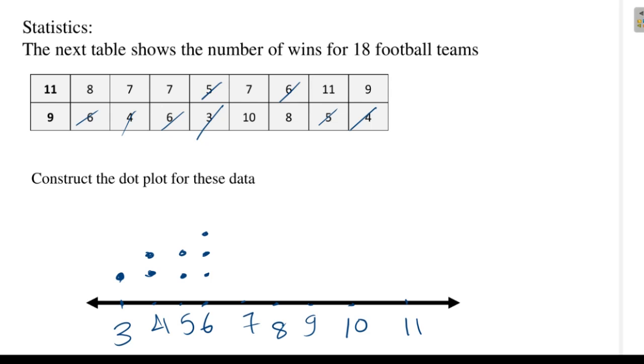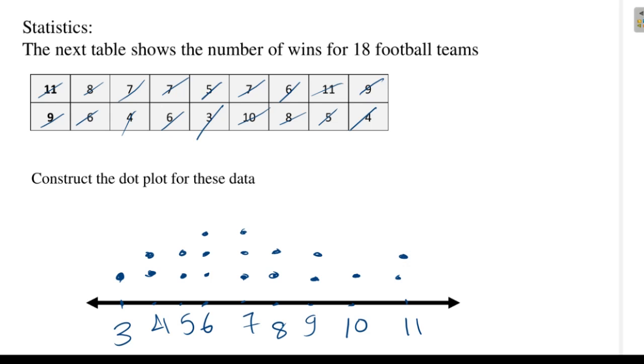7. How many sevens? 1, 2, 3. How many 8s? 1 and 2. 9. It's 1 and 2, 2 nines. 10. It's only 1. 11. It's 2.